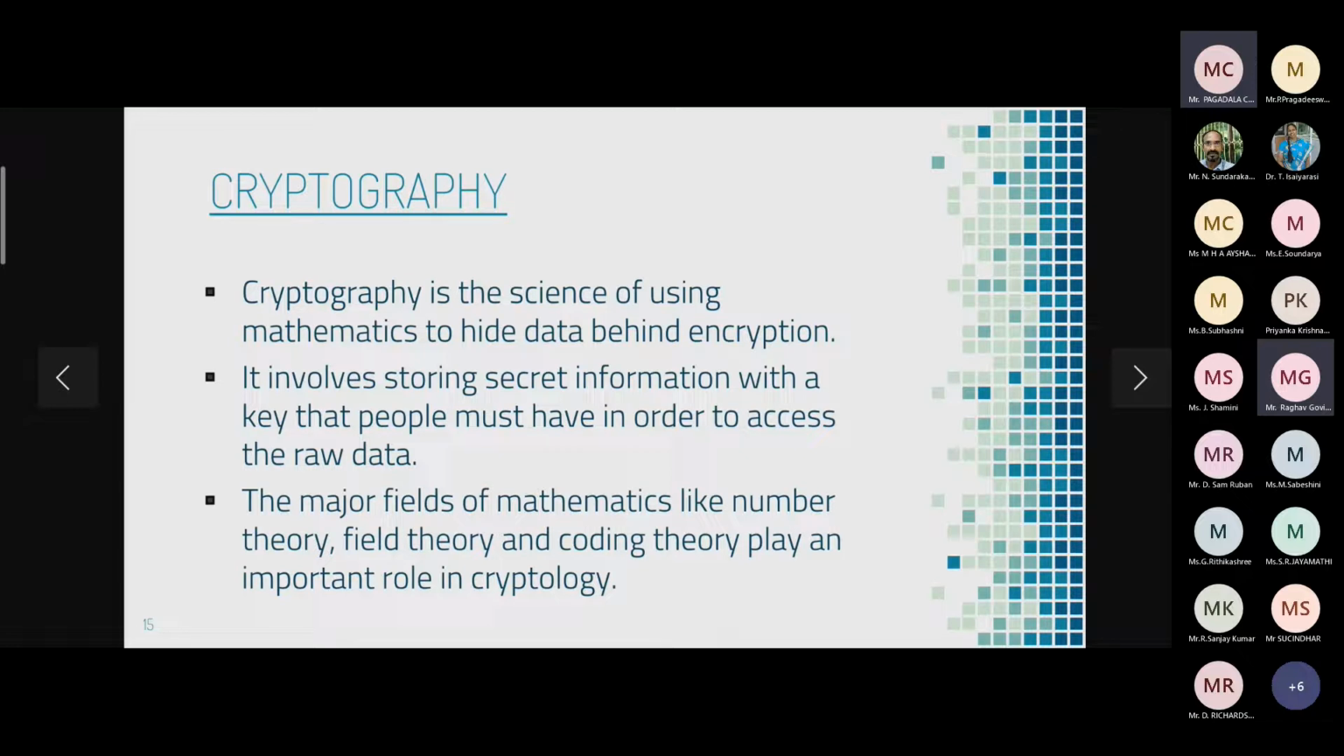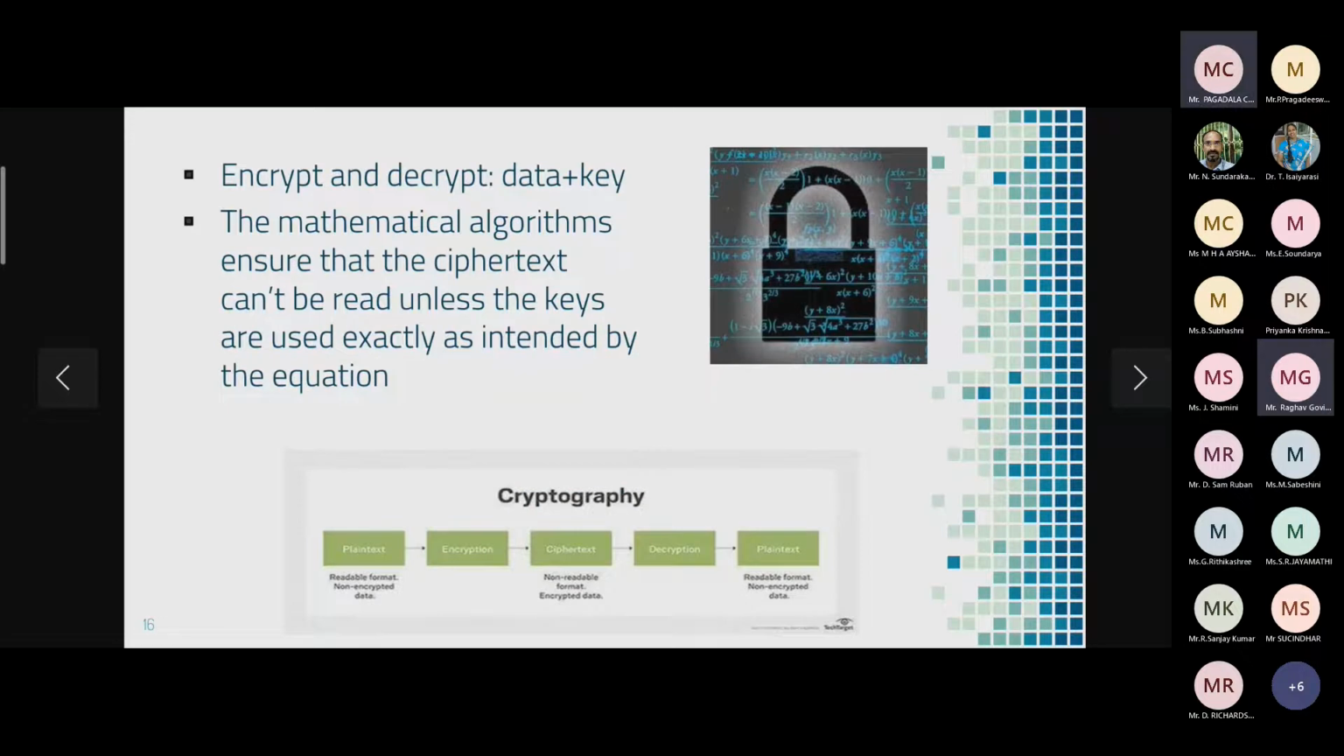As I said about encryption, the major fields of mathematics like number theory, field theory, and coding theory play an important role in cryptography for security purposes. And the third point is that encrypt and decrypt is similar to data plus key. The mathematical algorithm ensures that the ciphertext can't be read unless the key is used exactly as intended by the equation. Here we can see the flowchart shows that plain text after encryption cannot be accessed by anyone other than the user on the other side who knows the public key.